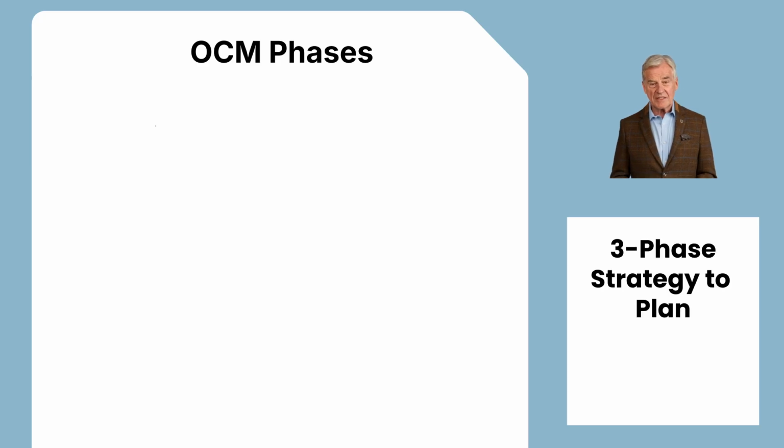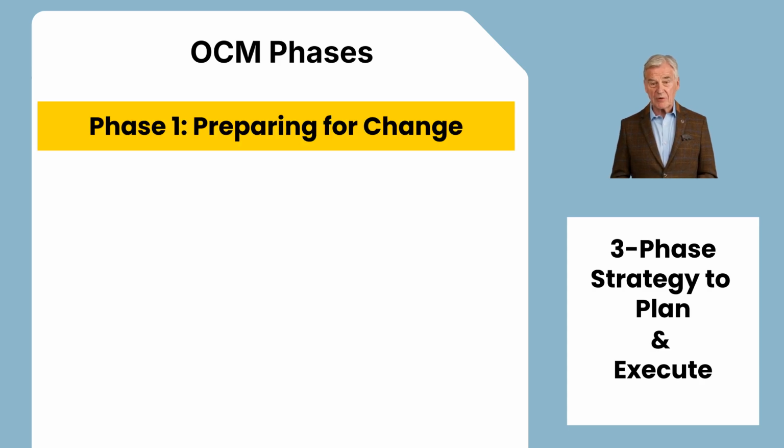Using a three-phase strategy is an easy way to plan and execute an OCM program. Phase 1 is preparing for change. Key tasks in this phase identify stakeholders, identify work change impacts, create the OCM strategy, communication plan, training plan, and other OCM implementation plans, and define the OCM work schedule. The work schedule should be integrated into the project schedule. OCM should not be run as a standalone work stream.